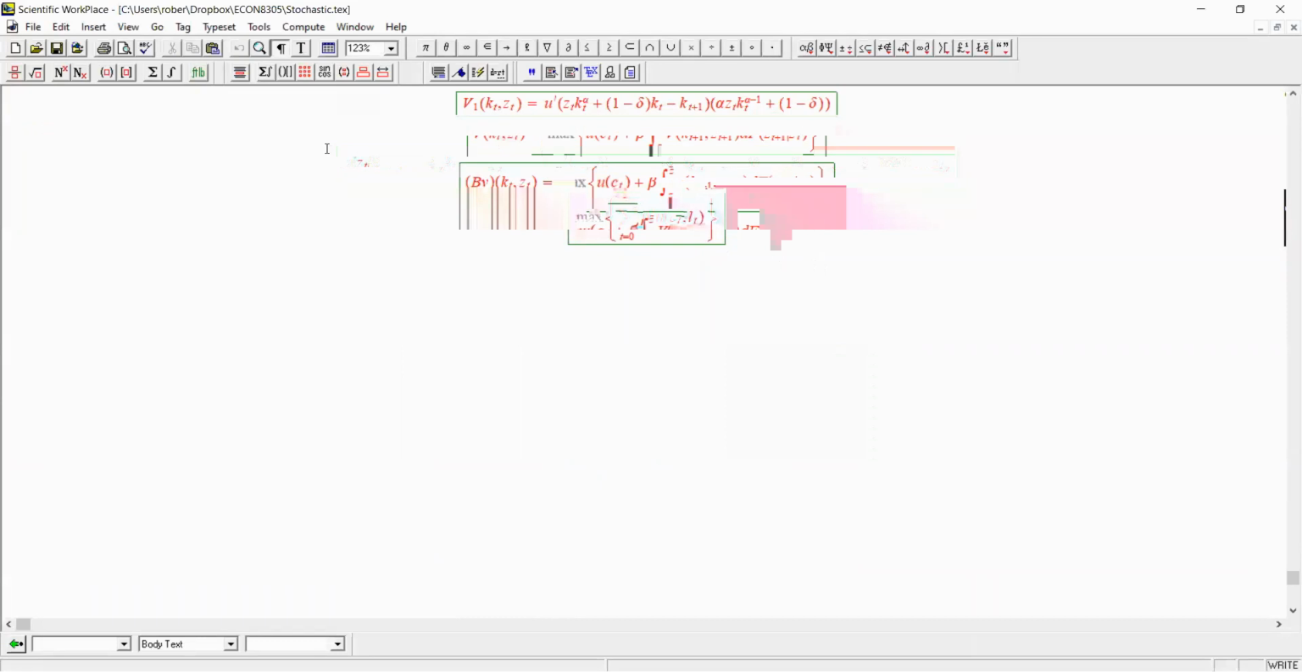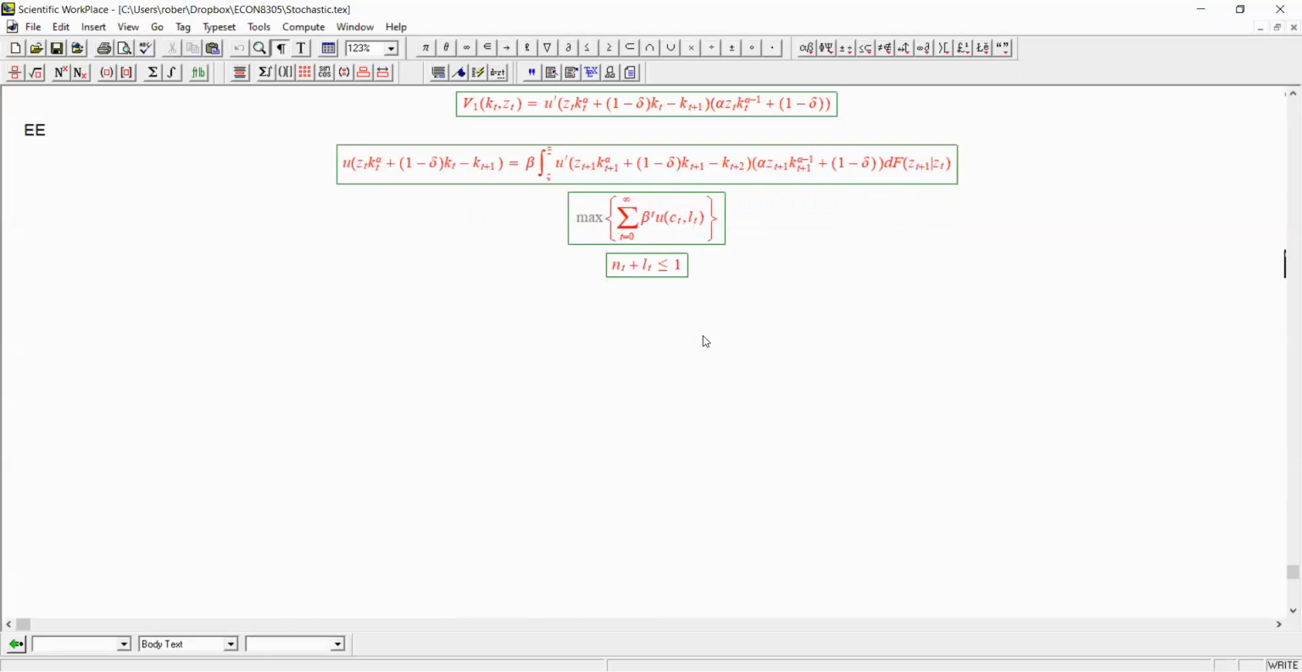Now, if we assume that the total amount of labor plus leisure that a particular person can use is limited, and let's assume that neither of these can be negative, then we can simplify matters and just replace this with 1 minus n_t.